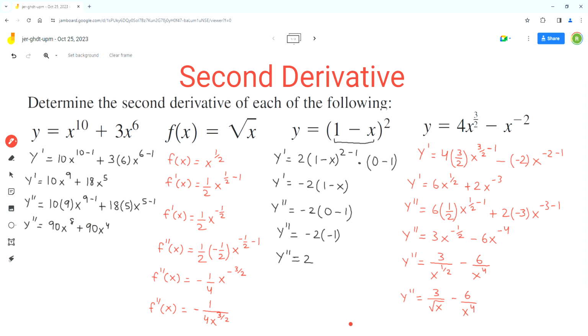So these are the steps you have to keep in mind to find the second derivative of a given equation. So we first have to find the first derivative, and then the second derivative is the derivative of the first derivative. So I hope you'll find this video useful.